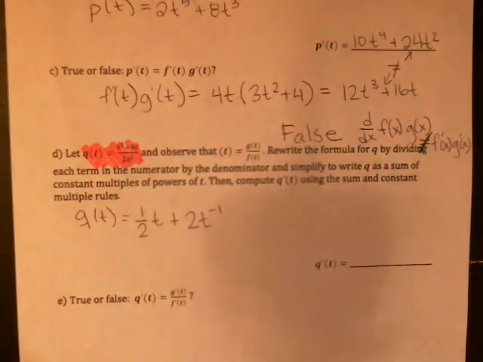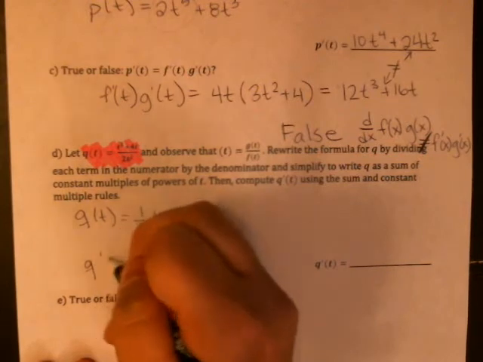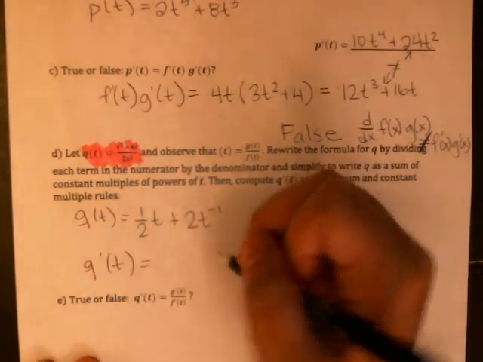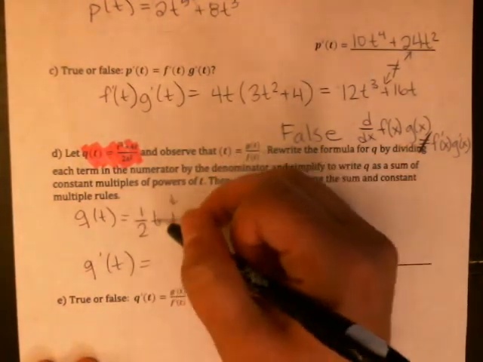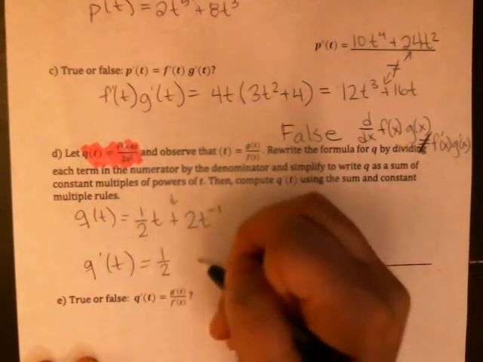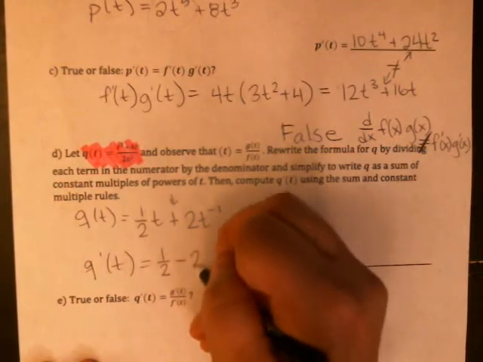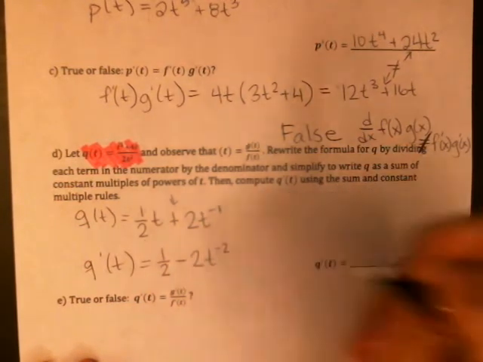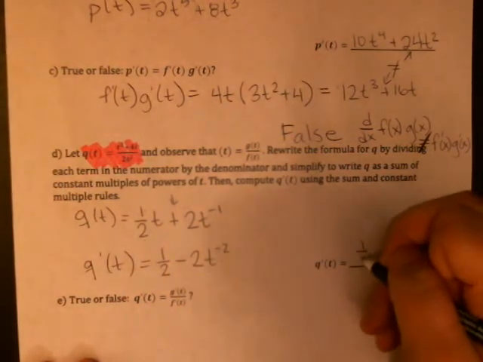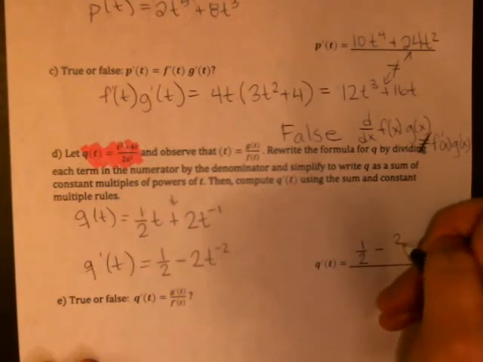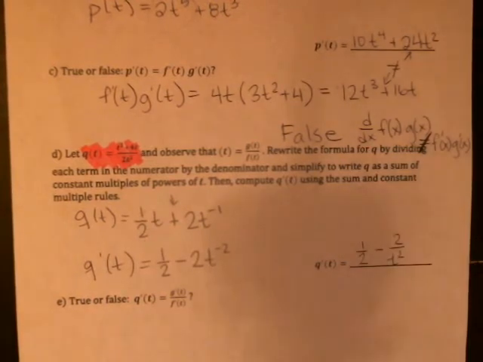And the derivative of that is going to be, it's a sum now, so 1/2 t, the derivative will just be 1/2, and then 2t to the negative 1 will drop the negative 1 down. It'll be negative 2t to the negative 2, which is 1/2 minus 2 over t squared. Okay, so there's our q prime.